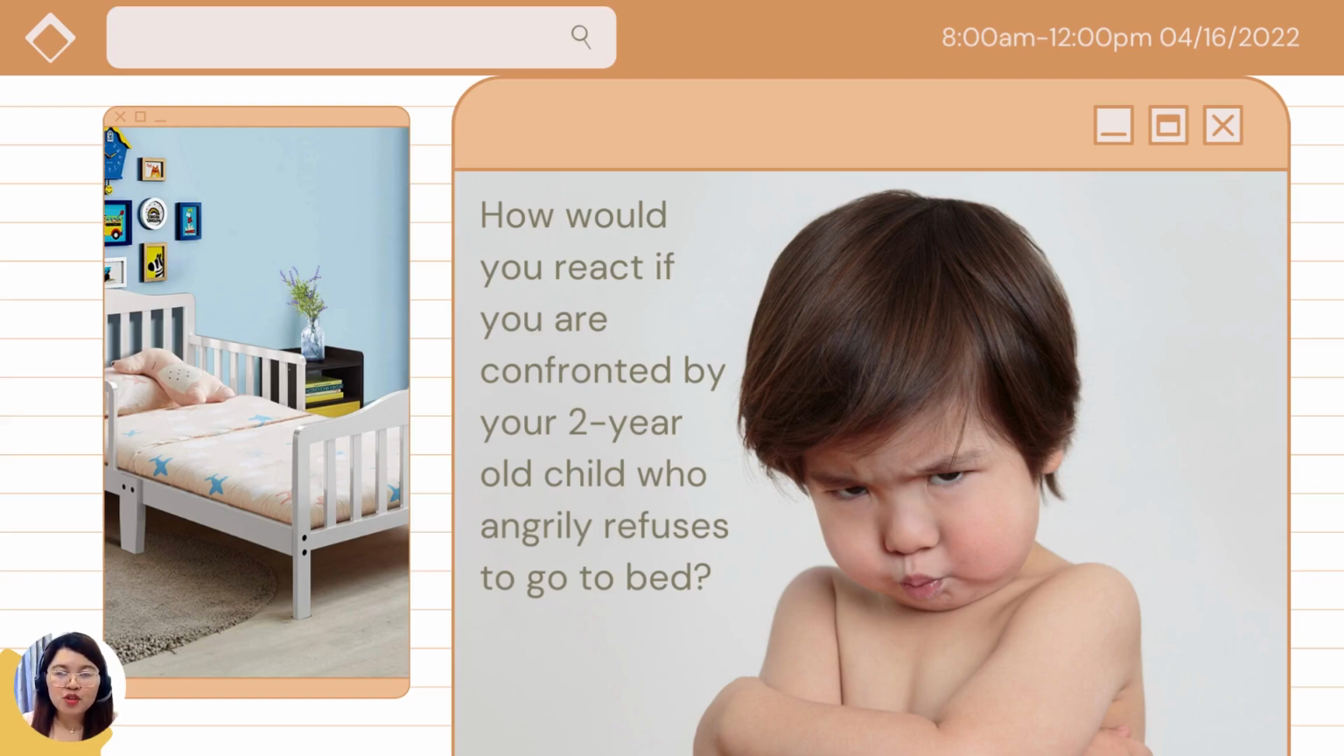Suppose that you have a 2-year-old child. How would you react if you are confronted by your 2-year-old child who angrily refuses to go to bed? Will you pacify your child, or will you take disciplinary action for his or her behavior? So which is which? Again, will you pacify your child, or will you take disciplinary action because you believe that his behavior is not good or is not right for his age? What are you going to do?